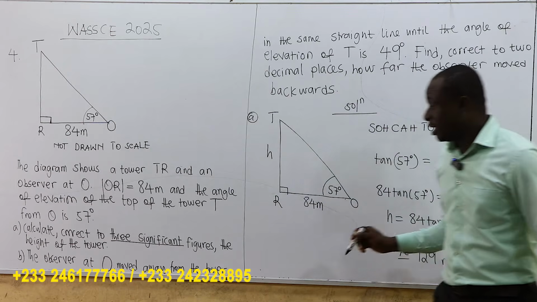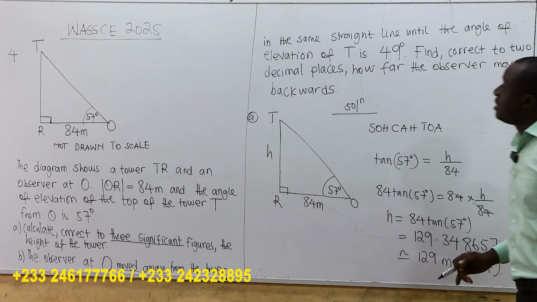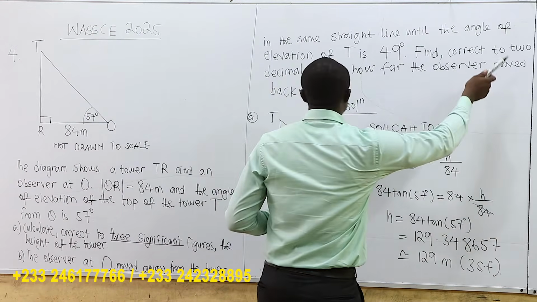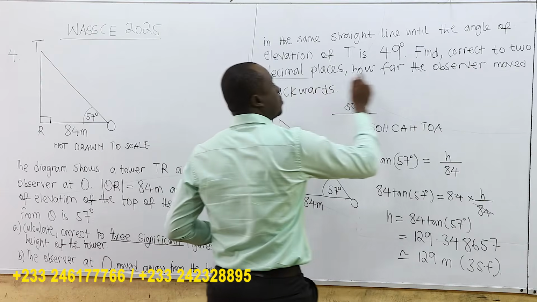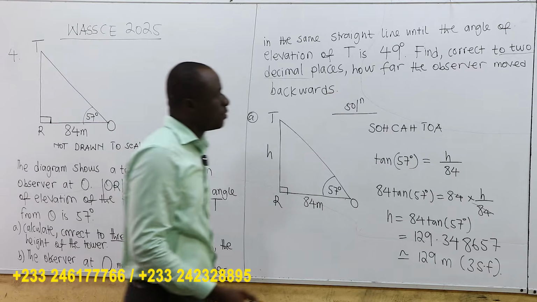But the question says what? It is moved away from the tower in the same straight line until the angle of elevation of T is 49 degrees. Find, correct to 2 decimal places, how far the observer moved backwards.